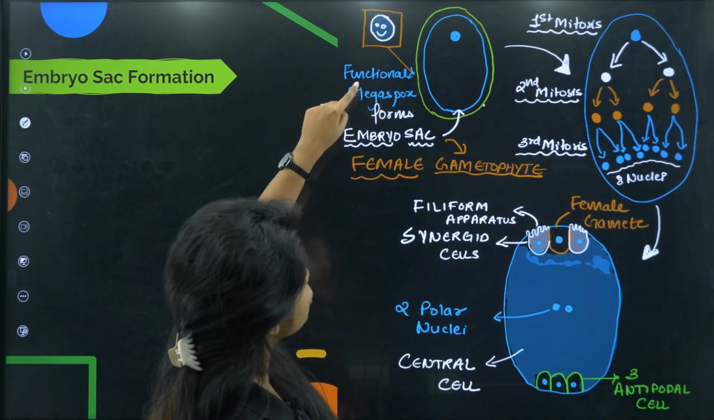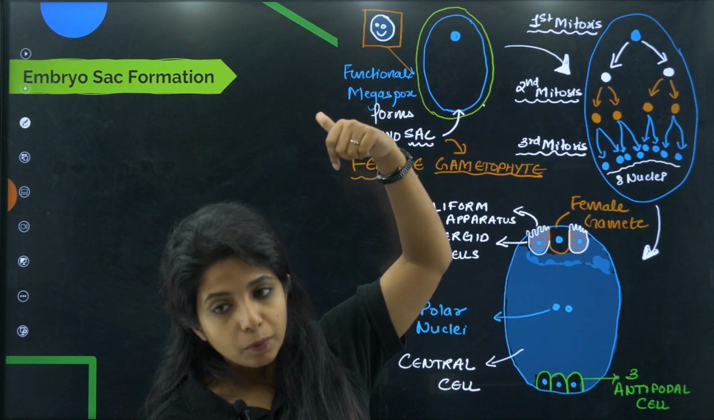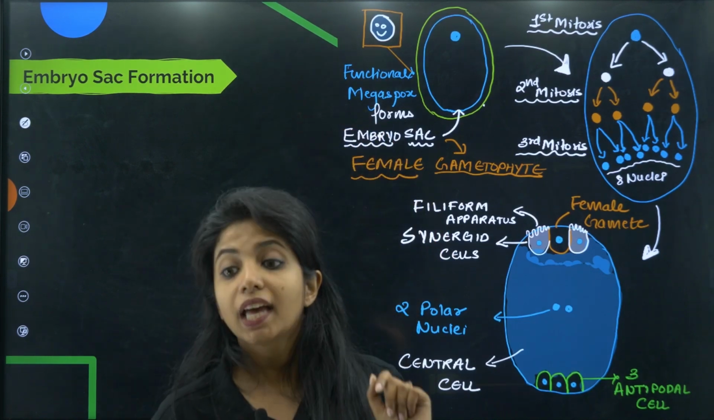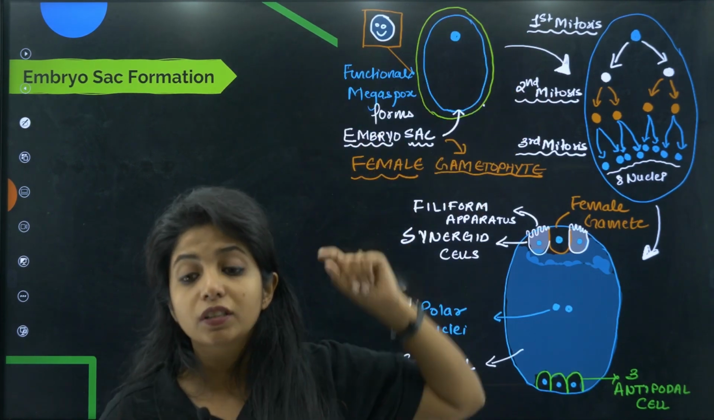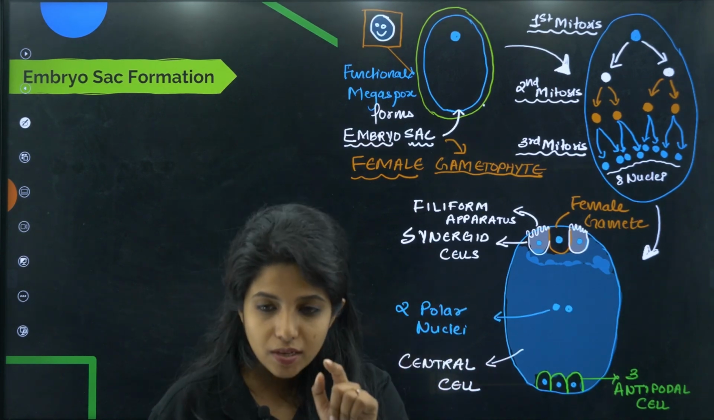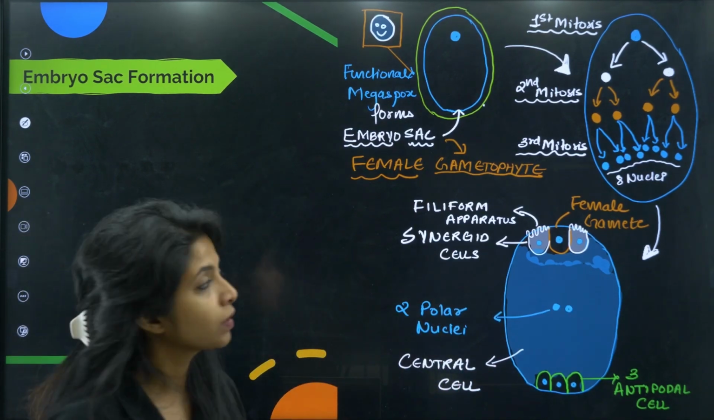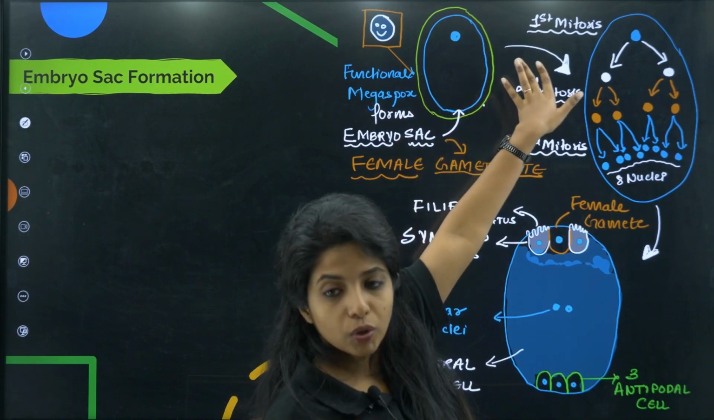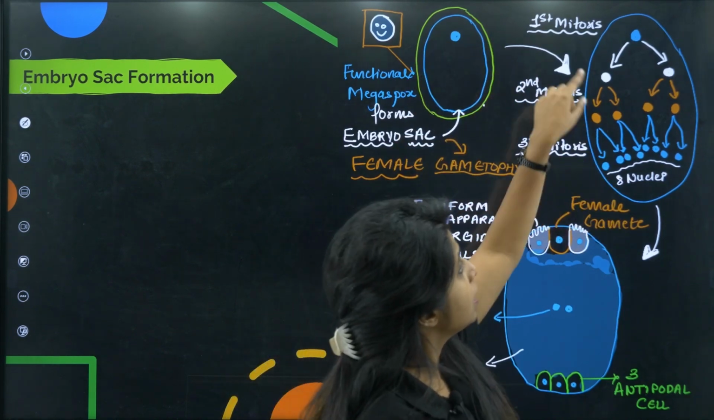First, understand that functional megaspore, there it was forming the pollen grain. Here it is going to form the embryo sac. If pollen grain there was the male gametophyte, embryo sac here is the female gametophyte, because this is where the female gametes are going to form. So over here it has a nucleus. This nucleus, the cell does not divide initially, the nucleus divides.